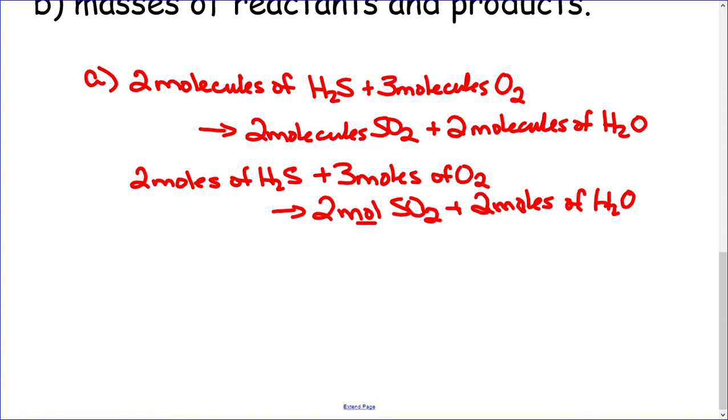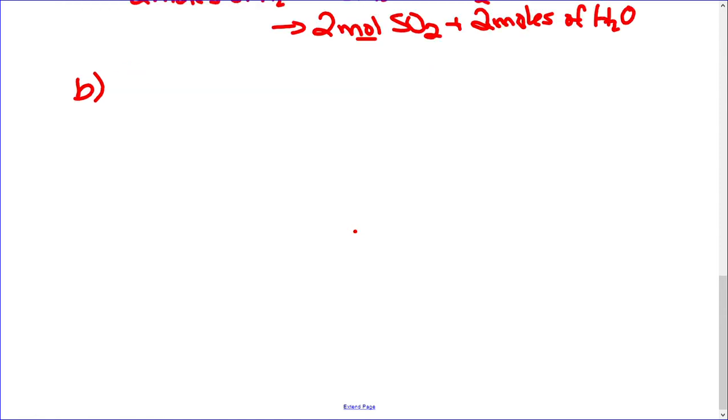Now B is a little bit different. B is asking us to find the number of grams for each one of these things, so the molar mass of them. Okay, and we want to compare the reactants to the products. So I'm going to use my previous step in order to go through this, and we're just going to break apart each one of them and find their molar mass. So we have 2 moles of H2S, and we're going to multiply that by its molar mass.